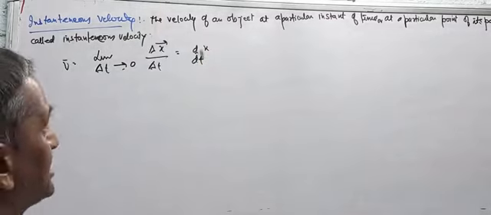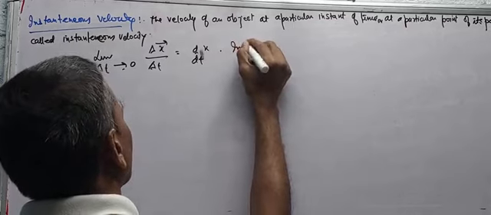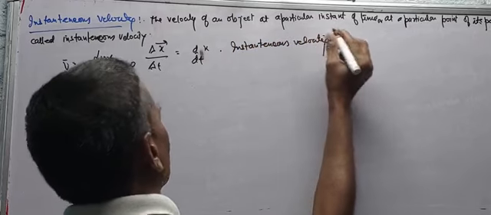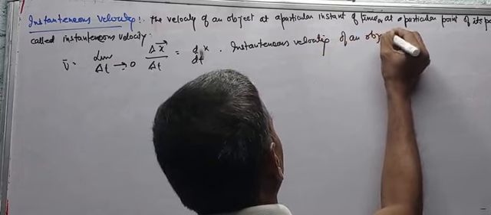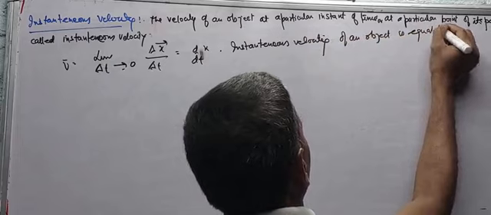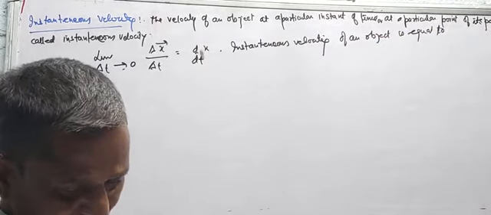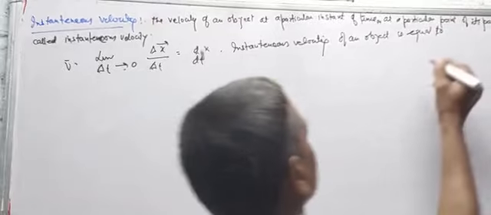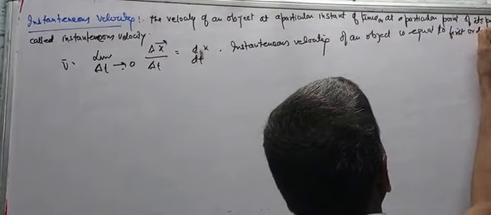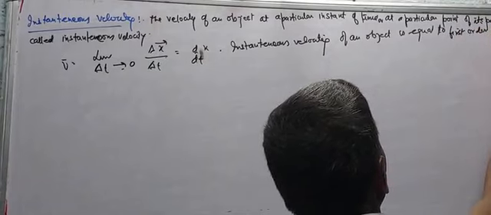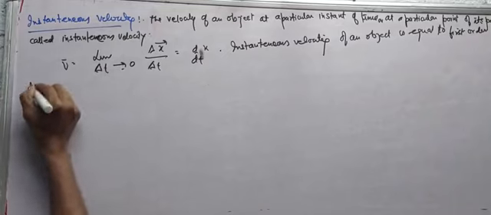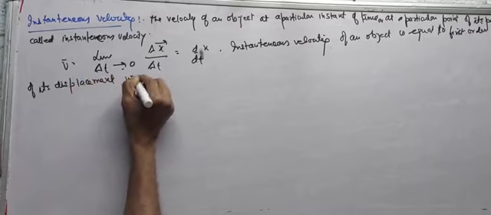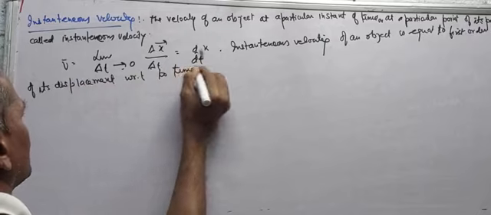Instantaneous velocity of an object is equal to the first order derivative of its displacement with respect to time.